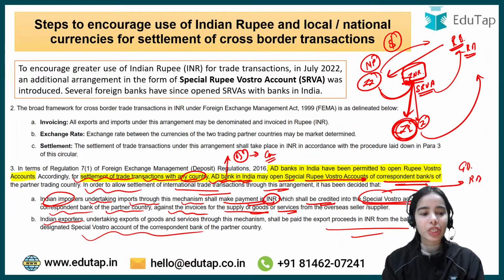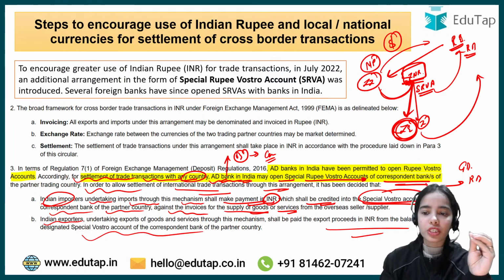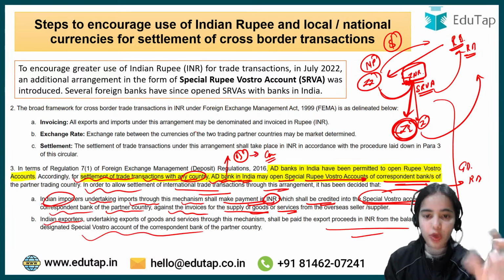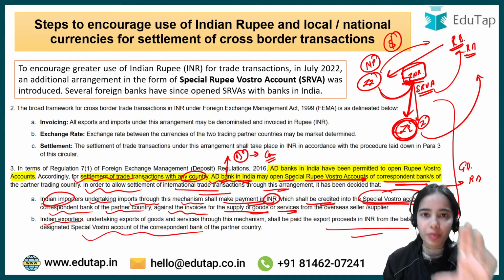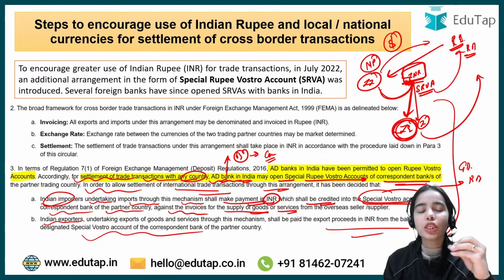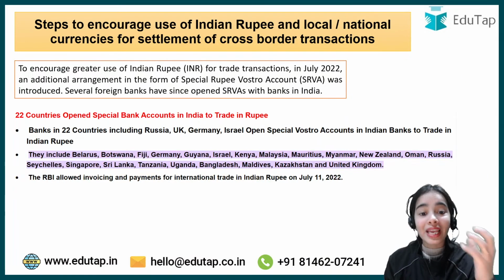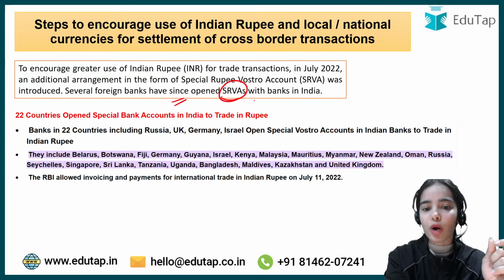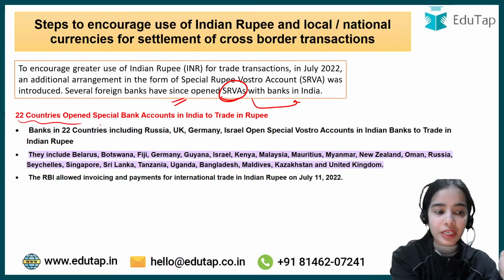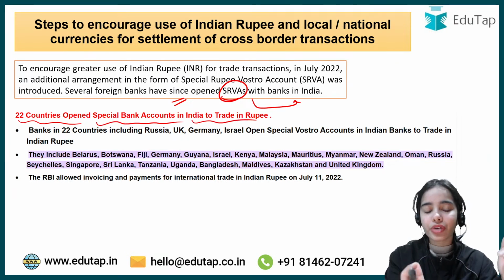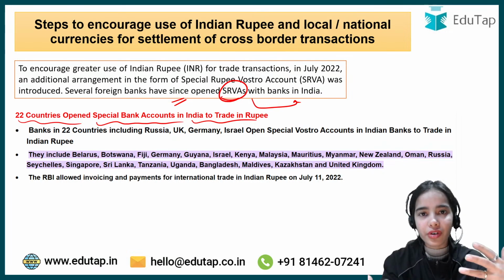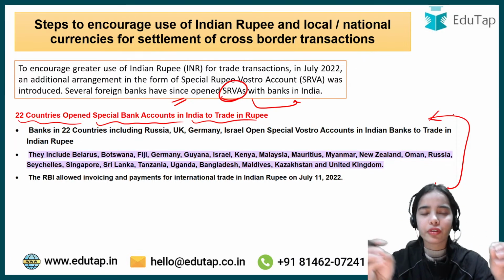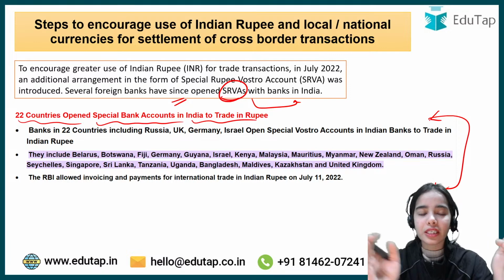So I hope this is very much clear that the special rupee Vostro account was introduced under the guidelines released in July 2022, and from there the idea of internationalization of the rupee started, the idea of using rupees for cross-border payments. Several foreign banks have since opened their special rupee Vostro accounts with banks in India. 22 countries opened special bank accounts in India to do cross-border transactions in rupees.